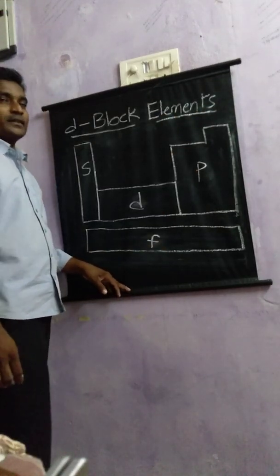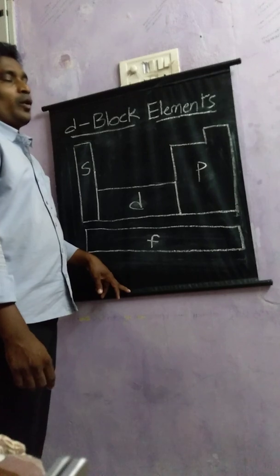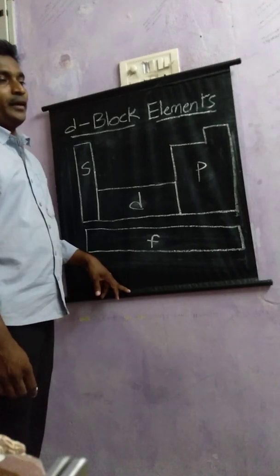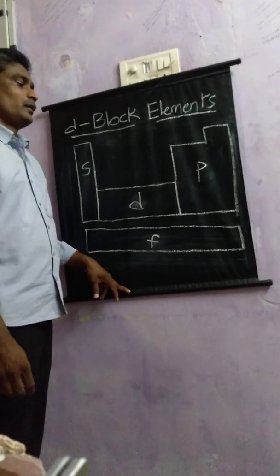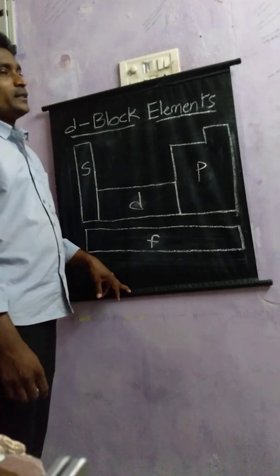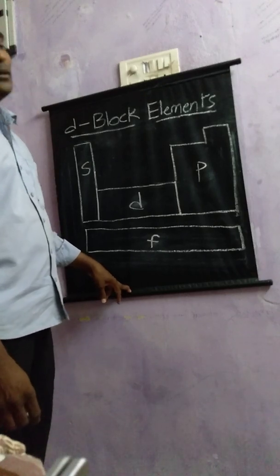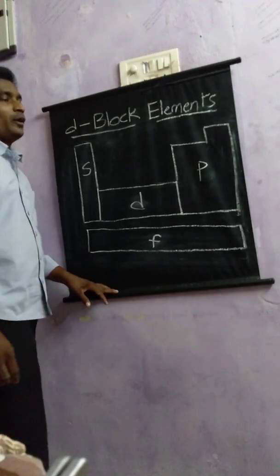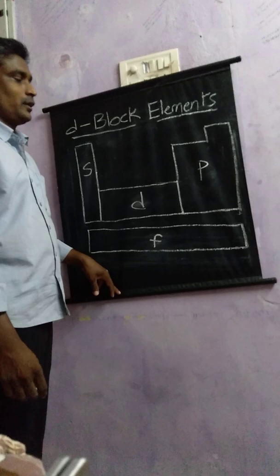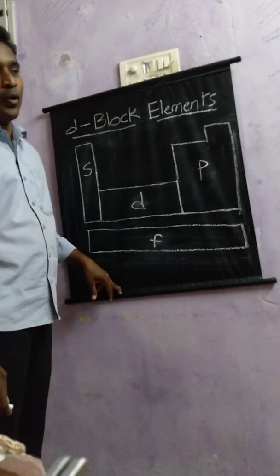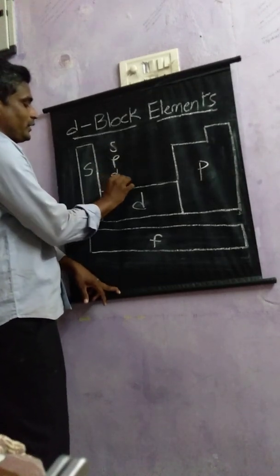In intermediate classes, we have learned that total elements are classified into four main blocks: S, P, D and F. On what basis are all these elements classified? The simple reason is, depending upon outermost electronic configuration, total elements are classified into four main blocks, that is S block, P, D and F.